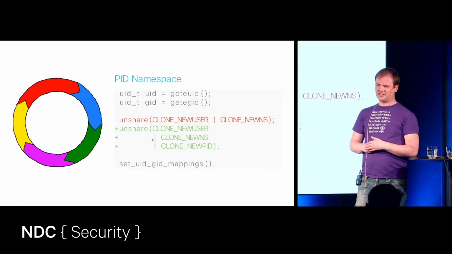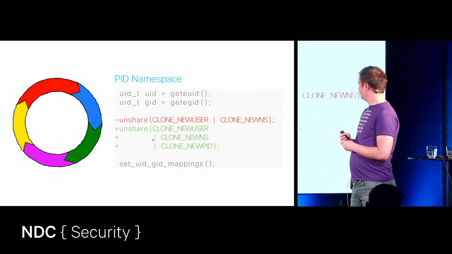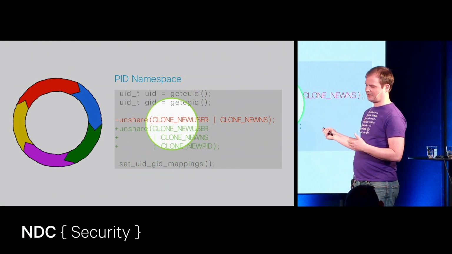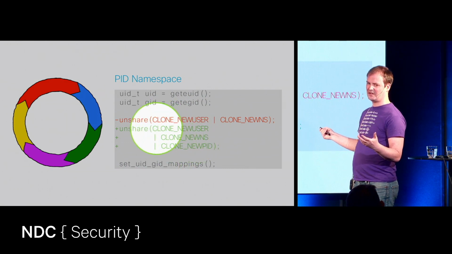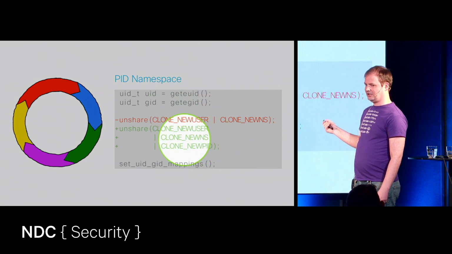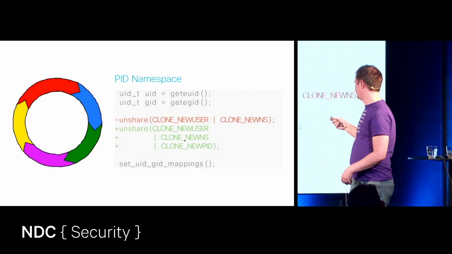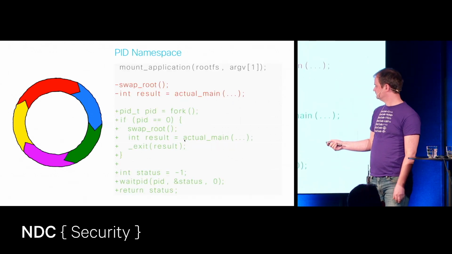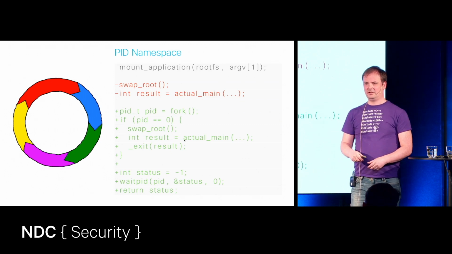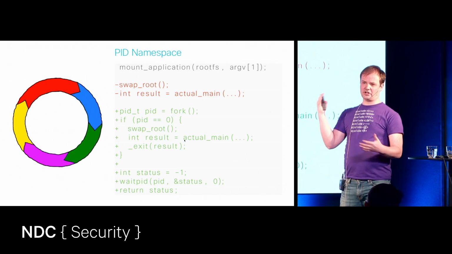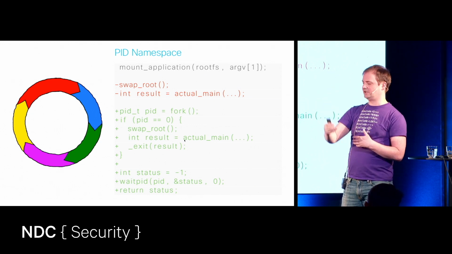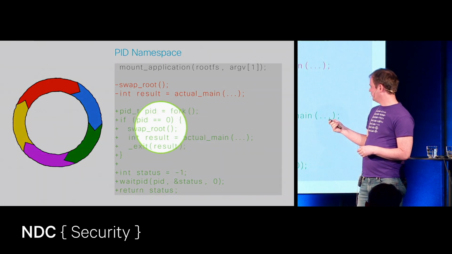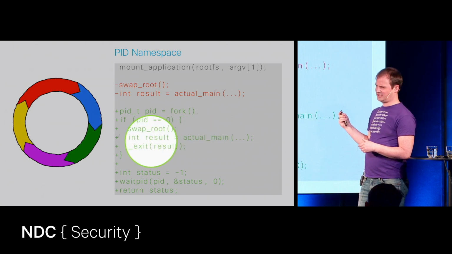Now, to create it, it's very easy. Same as always. The difference now is when I do the set UID GID mapping, I am in a new user namespace, I'm in a new mount namespace, but I'm still in the initial PID namespace, or the parent PID namespace of the one I created. So to enter it, I need to create a child, which I do with fork. If I use clone here, then the child will be the one that's been put in the PID namespace. So use fork, and I do the swap root thing, and I call actual main, and I exit.